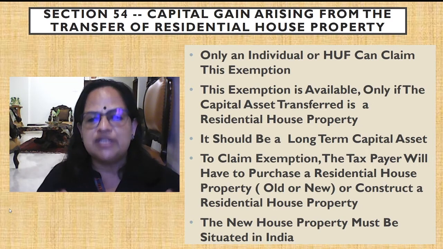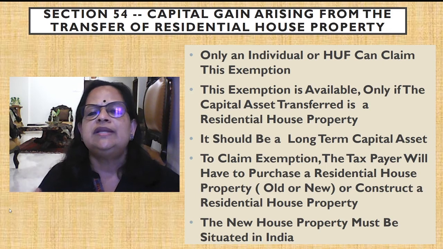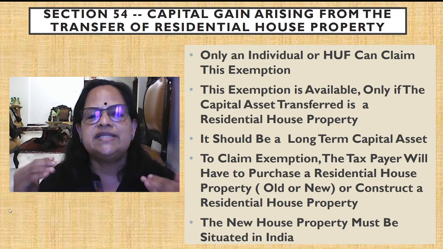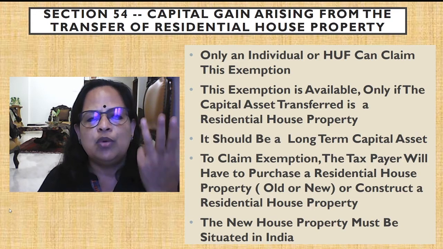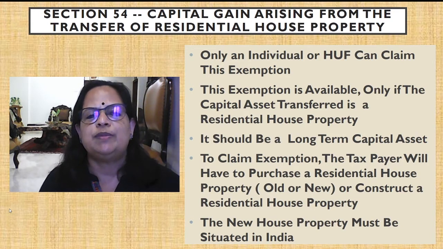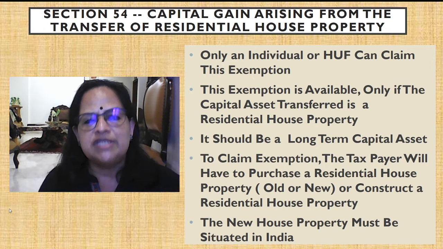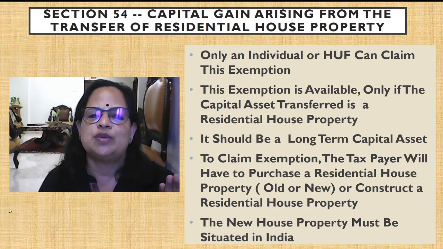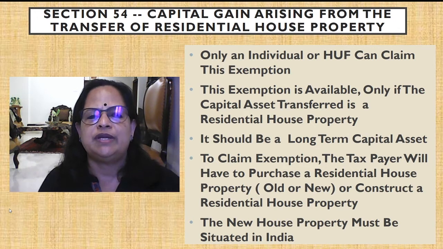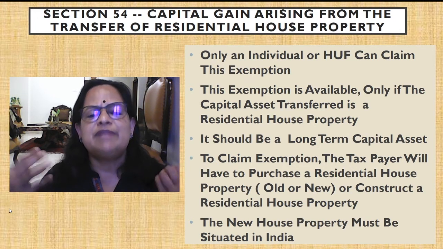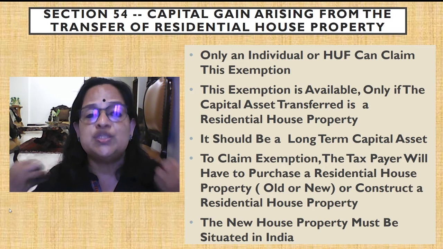Next point is that to claim exemption, the taxpayer will have to purchase a residential house property. Meaning whatever capital gain you got, you are investing in a new house property. That can be an old house property or a new house property. Another option is you can construct a new residential house property. Now what do you mean by old house property and new house property? Old house property, sometimes we may call it, people will do the desperate sale.